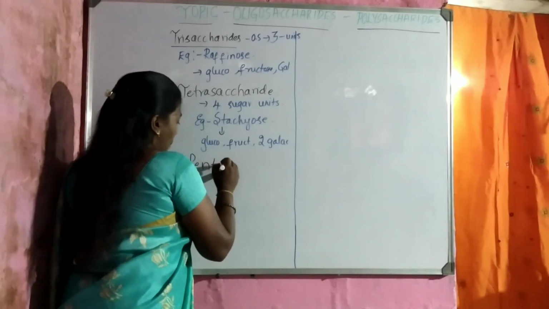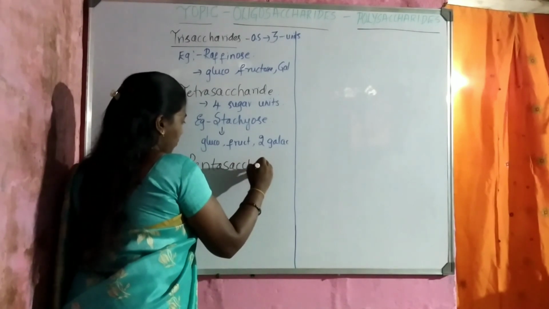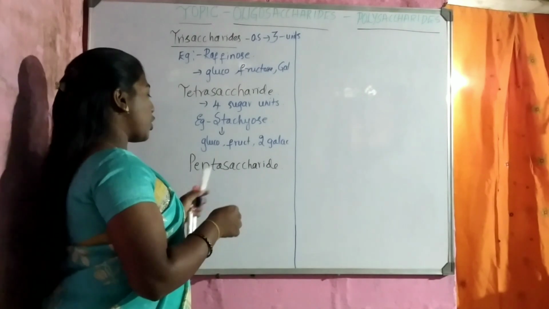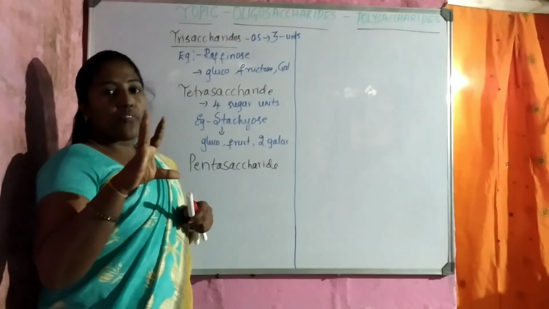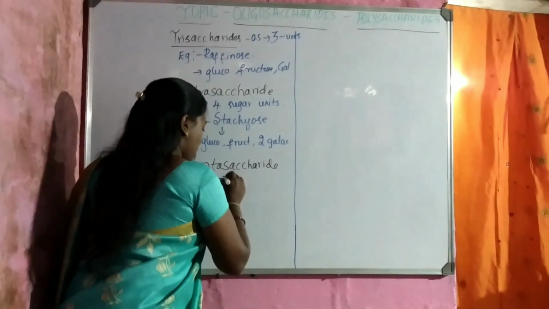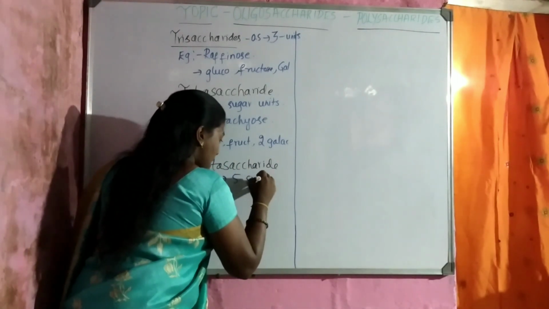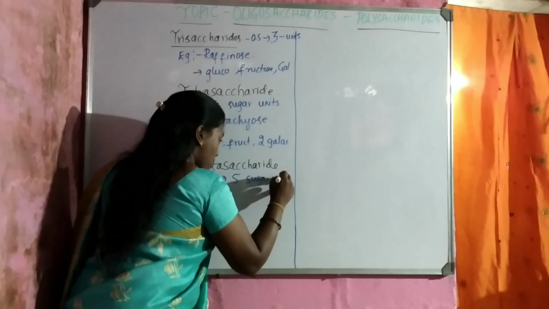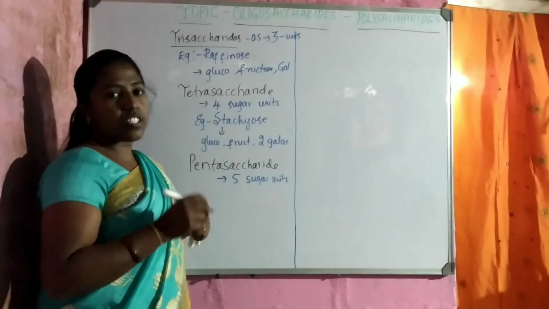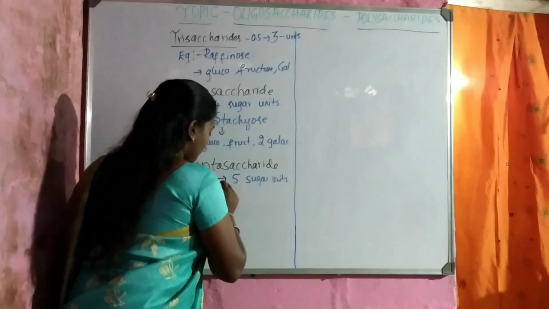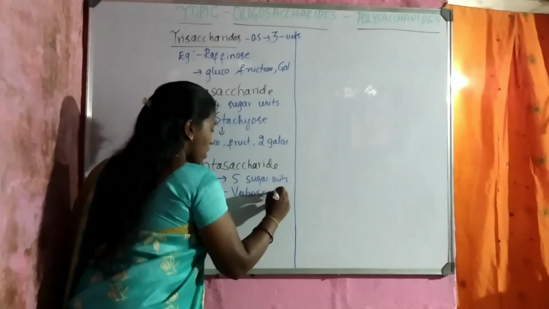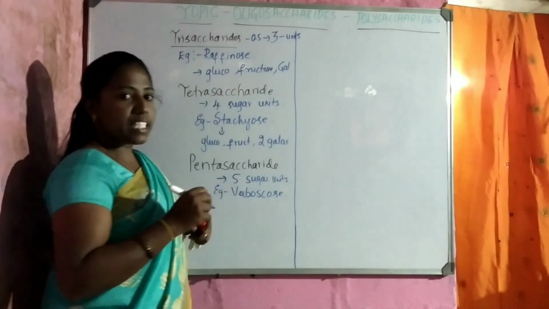The next is pentasaccharide. Penta means 5, so it is an oligosaccharide made up of 5 sugar units. It is made up of how many sugar units? 5 sugar units. The example for pentasaccharide is verbascose.